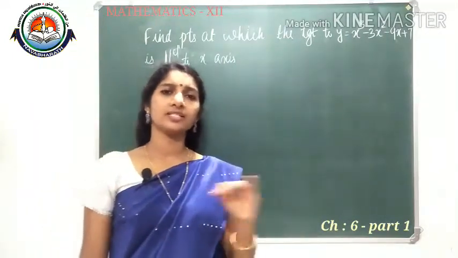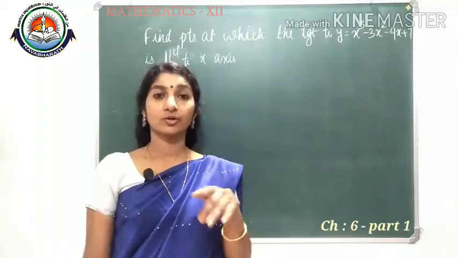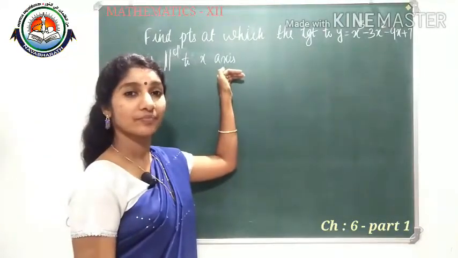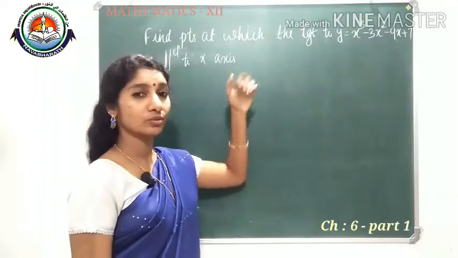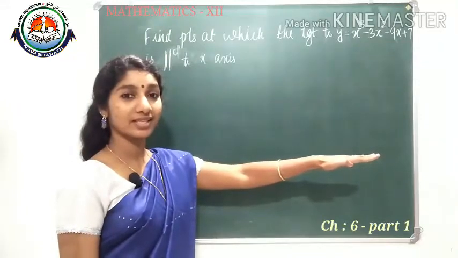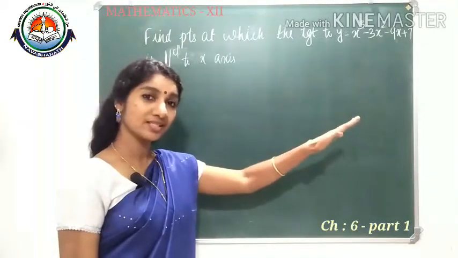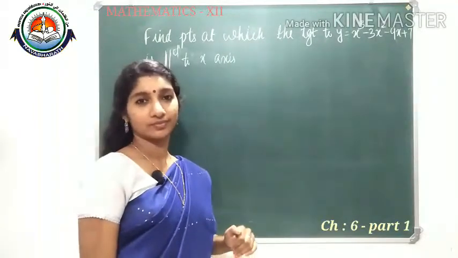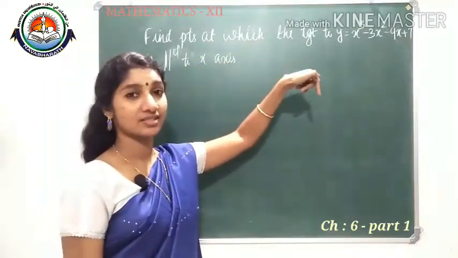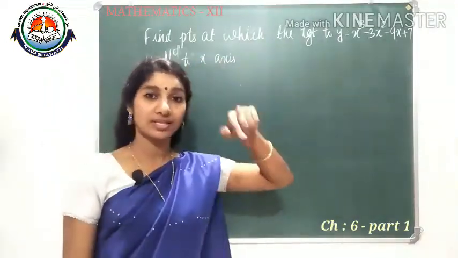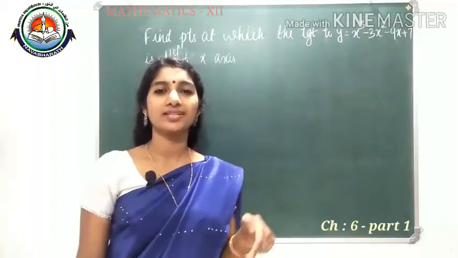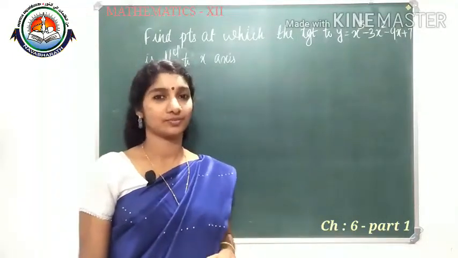Two lines are parallel means what about their slopes? Their slopes are equal. So what is the slope of the x axis? The x axis slope is equal to 0, isn't it? Because the angle it makes with the x axis, being parallel to the x axis, is a 0 angle. So tan 0 is 0. So we have the slope of those tangents. Which tangents? Those tangents at the points where it is parallel to the x axis. So the slopes of those tangents are given as 0. We need to find at which points the slopes of the tangents are 0.